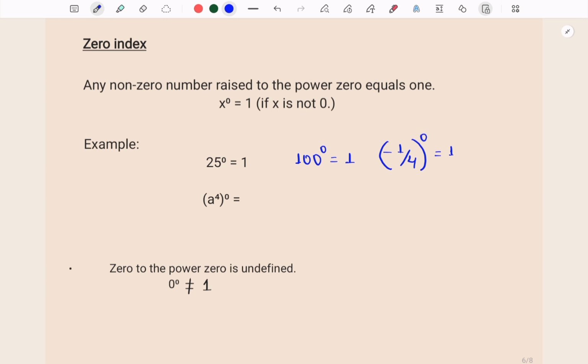However, 0 to the power 0 is undefined. Okay, so never say 0 raised to the power 0 equals 1. That is not true.